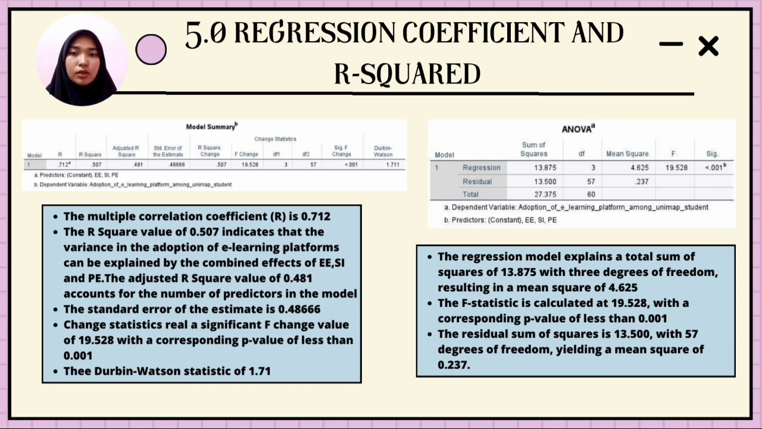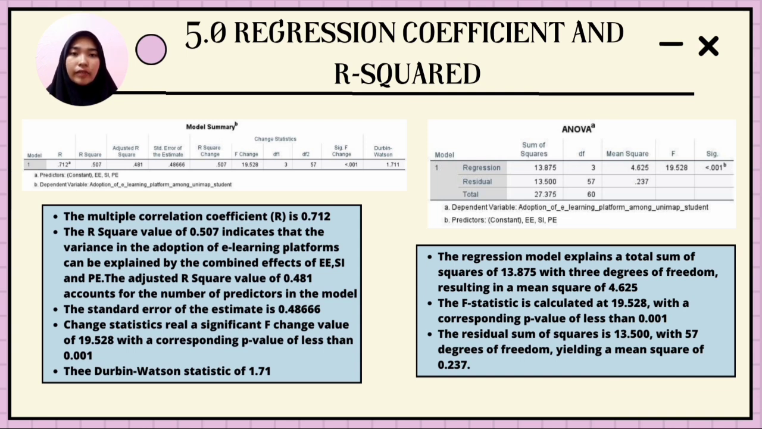The R-square value of 0.507 indicates that the variance in the adoption of e-learning platform can be explained by the combined effect of EE, SI, and PE. The adjusted R-square value of 0.481 accounts for the number of predictors in the model. The standard error of the estimate is 0.48666, and the change statistics reveal a significant F change value of 19.528 with a corresponding p-value of less than 0.001. Meanwhile, the Durbin-Watson statistic is 1.71.